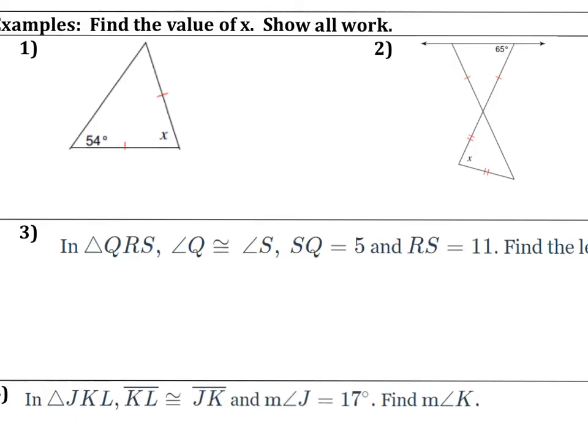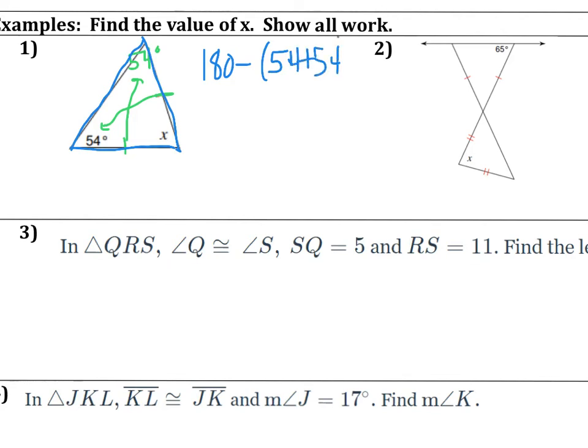Examples: find the value of x, show all your work. So first thing we want to notice here is that the sides are equal. So I'm going to draw a little arrow across from the equal sides. You have to have equal base angles. So I know this one up here is going to be 54 degrees. Then you want to look at your whole triangle. So all three angles in a triangle, what do they add up to? They add up to 180. So I'm going to say 180, subtract what I get when I add 54 and 54. So you're going to have 180 minus 108. So your missing angle is 72 degrees.